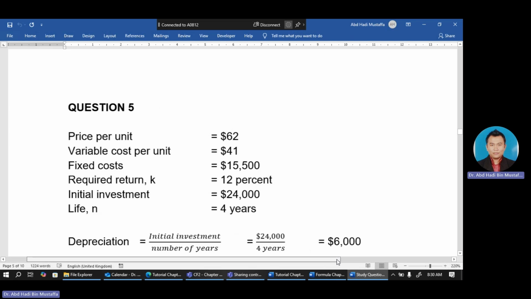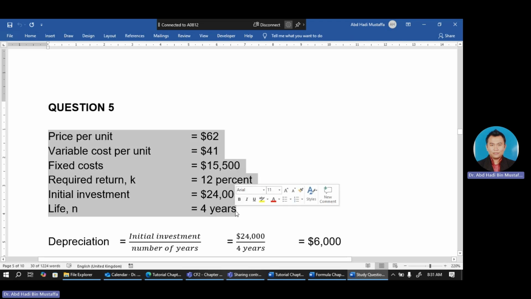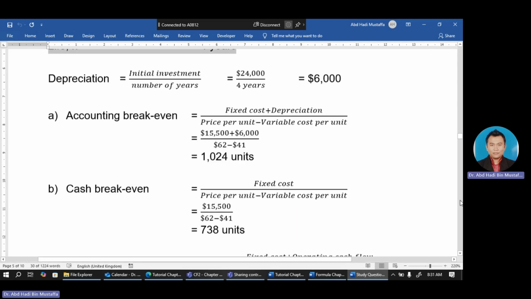Okay, now you can write this one first. So I take out this information. Price per unit $62, variable cost per unit. It is very helpful if you put it like this, so you can refer to any information later on when you do calculation. Okay, you may write this one first, sorry.